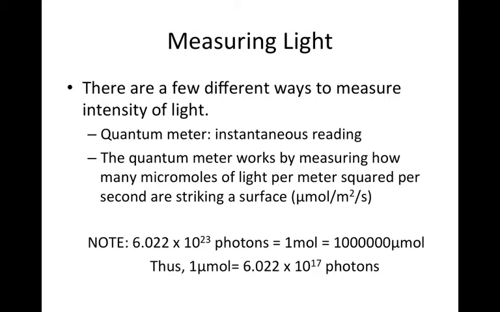First off, a quantum meter gives an instantaneous reading of the moles per meter squared per second. The quantum meter works by measuring how many micromoles of light per meter squared per second are striking the surface, or you can see here what the shorthand is for that. Also to note, 6.022 times 10 to the 23rd photons equals 1 mole, also referred to as an Einstein. Thus, 1 micromole is 6.022 times 10 to the 17 photons.